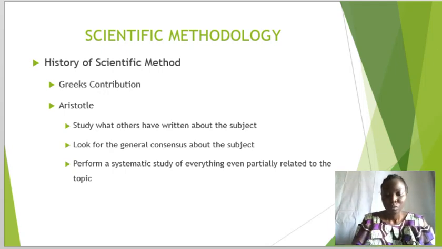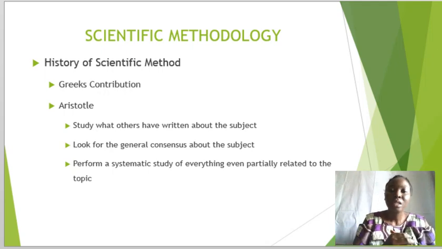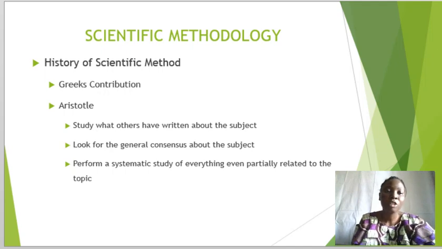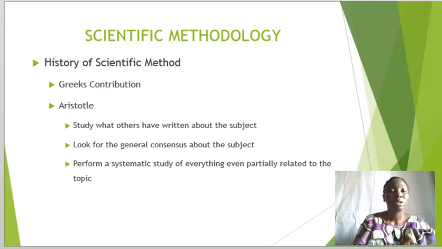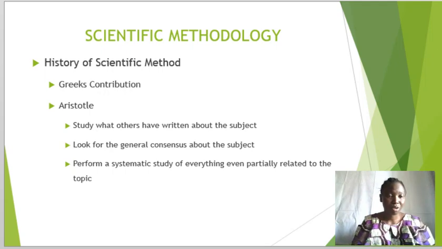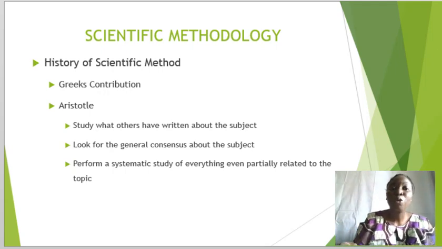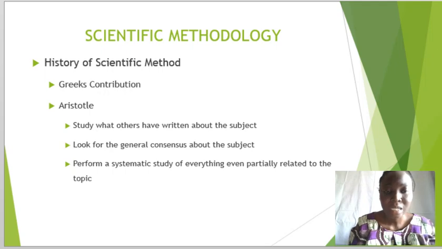Then, when you're listing out what it says, once again, study what others have written about the subject, look for the general consensus about the subject, and then perform a systematic study of your own. After you've looked at what others are saying, you've looked at what others have written, you've looked at the contributions of others, then you will now perform your own, ensuring that you touch everything that relates to the matter at hand.